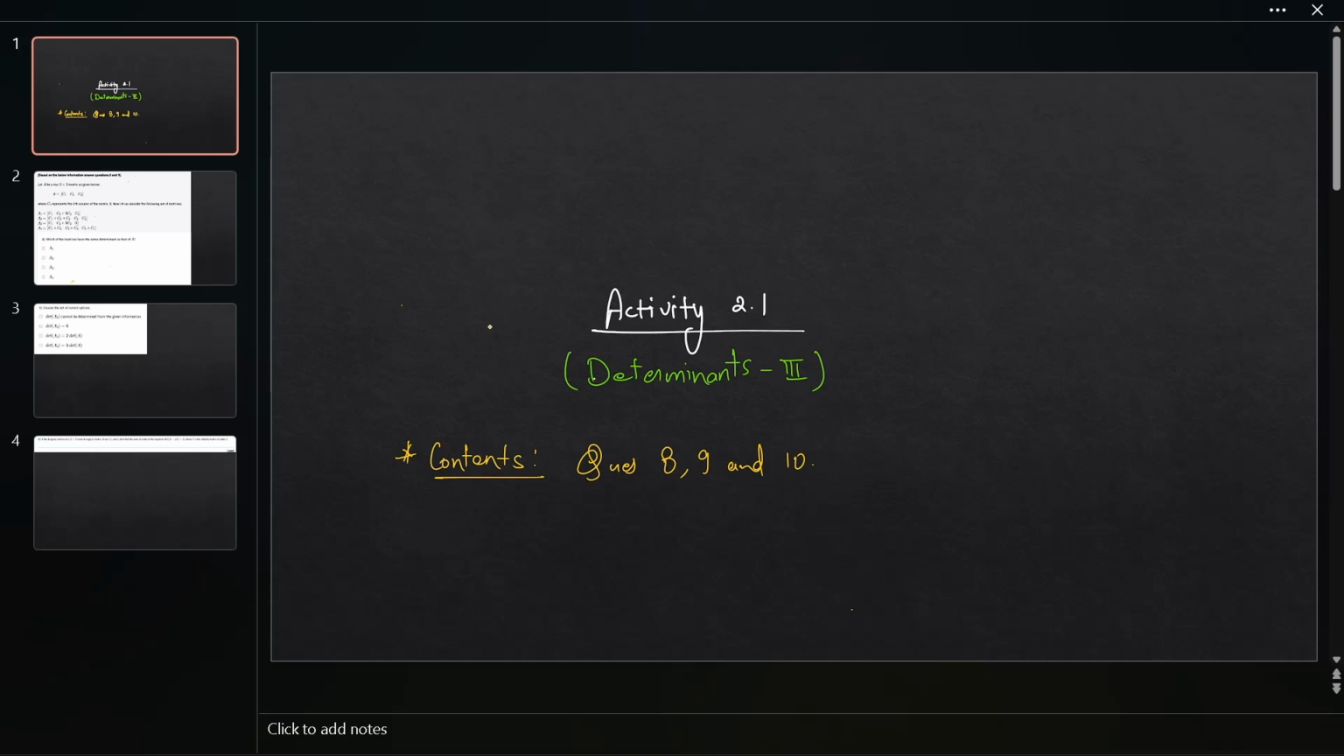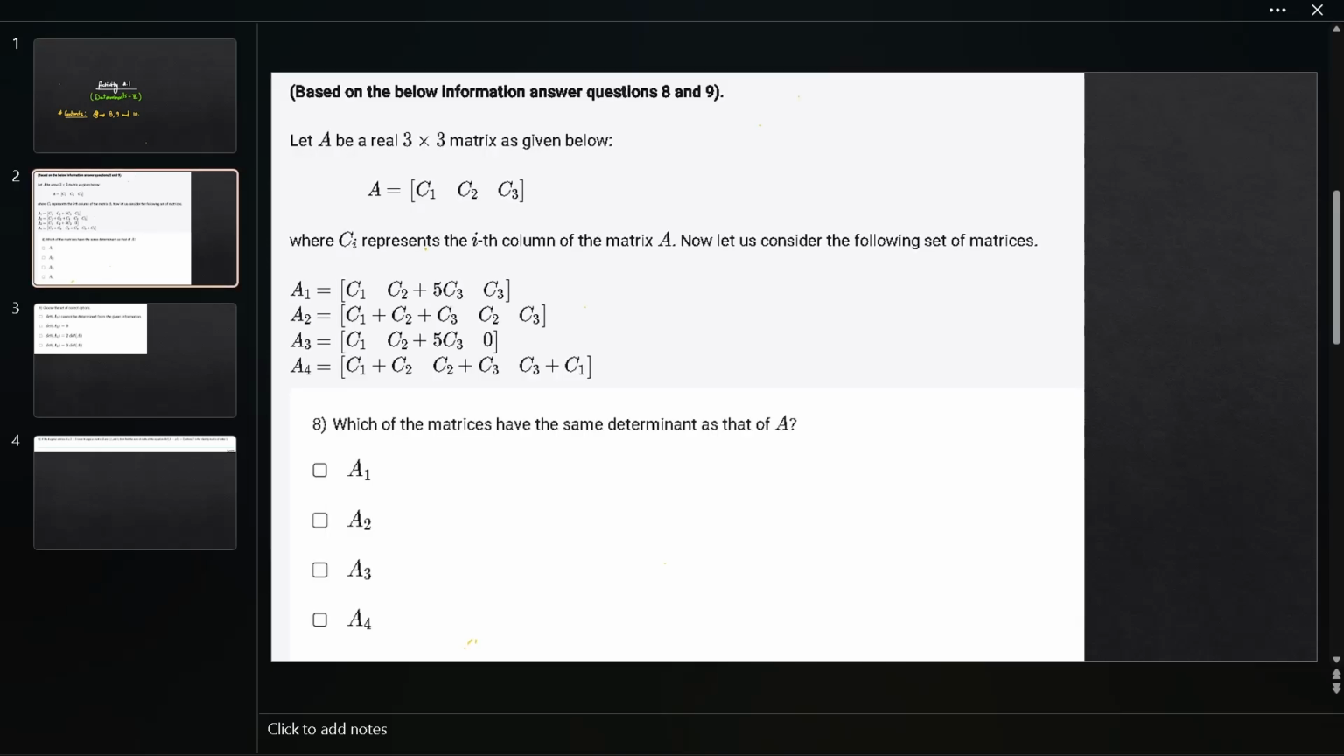Here we'll be discussing question 8, 9 and 10 for activity 2.1. So let's get started. Questions number 8 and 9 are based on this common data which is provided over here. A is a real 3 cross 3 matrix where C1, C2 and C3 denote the columns of the matrix A. We are also given a set of matrices A1, A2, A3 and A4. Question 8 asks which of the matrices have the same determinant as that of A.